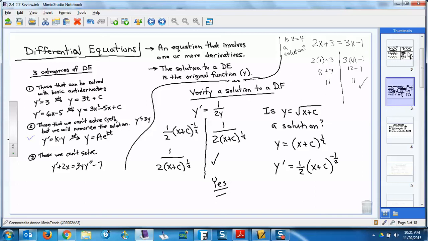And then there's a kind we can't really solve, but we can verify that something is a solution. That's the big thing that you're going to have to do when it comes to differential equations on this quiz: be able to verify that something is a solution. So here I've done an example. This is the one we worked out in class yesterday, I think. y prime equals 1 over 2y. Is this a solution?